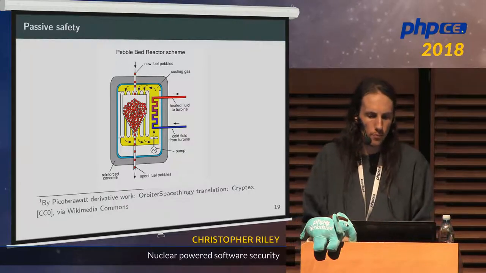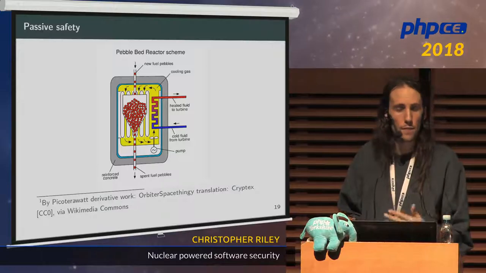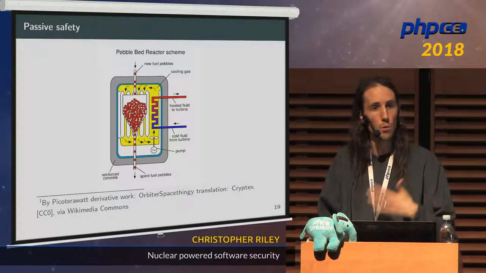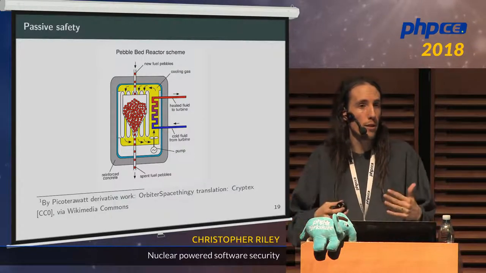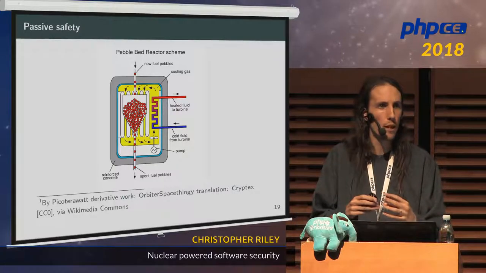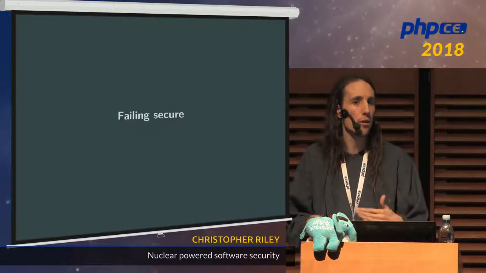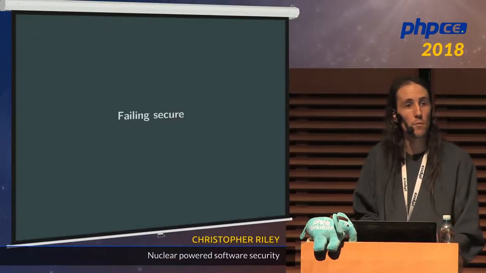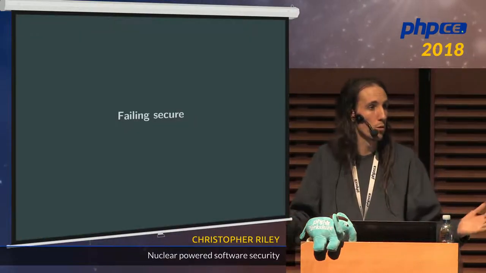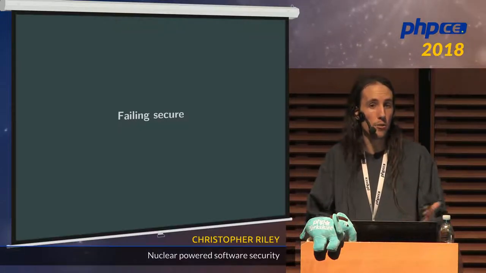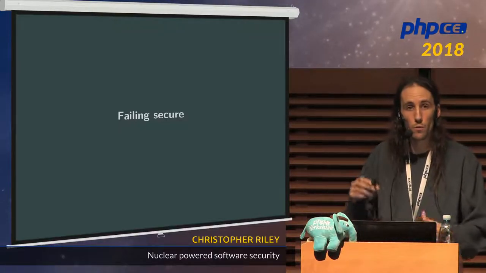This actually means that even if your primary cooling, your water pumps, fail, the reactor can actually keep going, and as it heats up, it keeps itself cool, so it reaches a stable temperature and doesn't actually need active cooling. So in the event that all your systems fail, your reactor isn't actually going to explode because it'll just sort of keep ticking over.